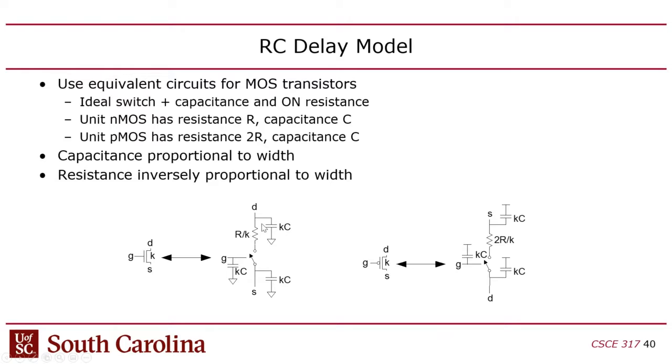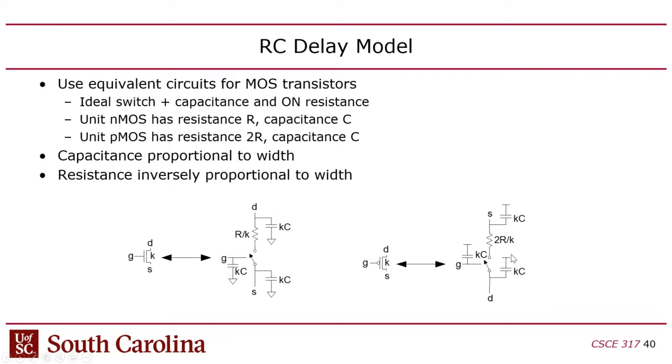So the resistance of an nMOS is going to be basically R divided by K, and the capacitance of the gate and the two diffusion areas are going to be K times C. So C is the unit capacitance, R is the unit resistance, and we can change that by changing K, and of course K is just the width of the transistor, right?